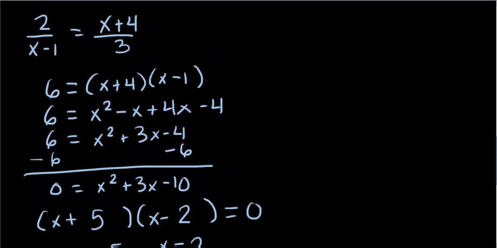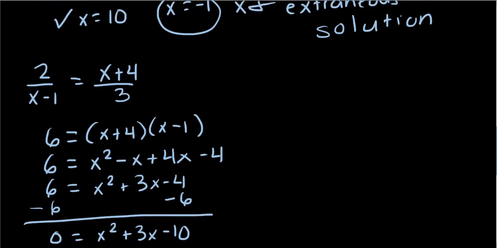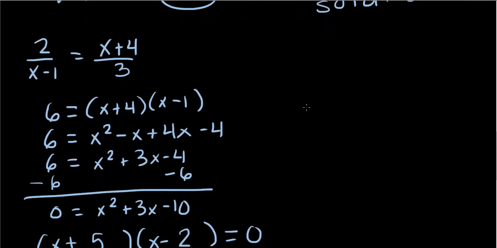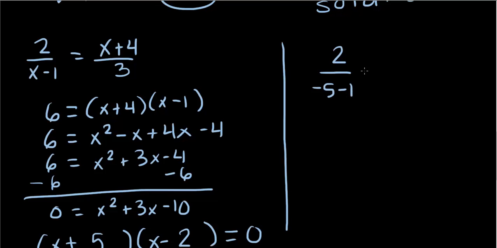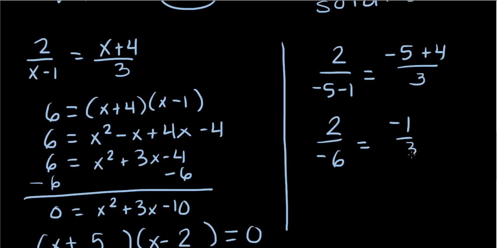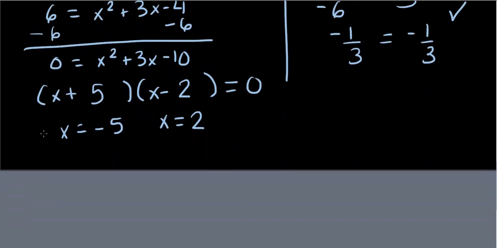So now we're going to go back and substitute those two values into the original equation. So first we're going to try negative 5. So it's going to be 2 over negative 5 minus 1, which is supposed to be the same as negative 5 plus 4 over 3. Well, 2 over negative 5 minus 1 is 2 over negative 6, equals negative 1 over 3. And if I simplify negative 2 over 6, that is negative 1 over 3, which is the same as negative 1 over 3. So that means that negative 5 is indeed a solution. So we're good with this one.